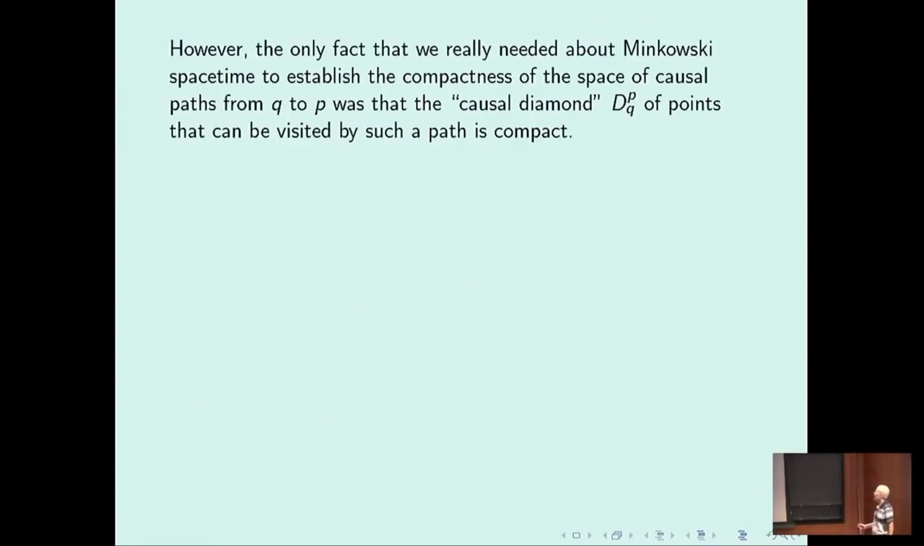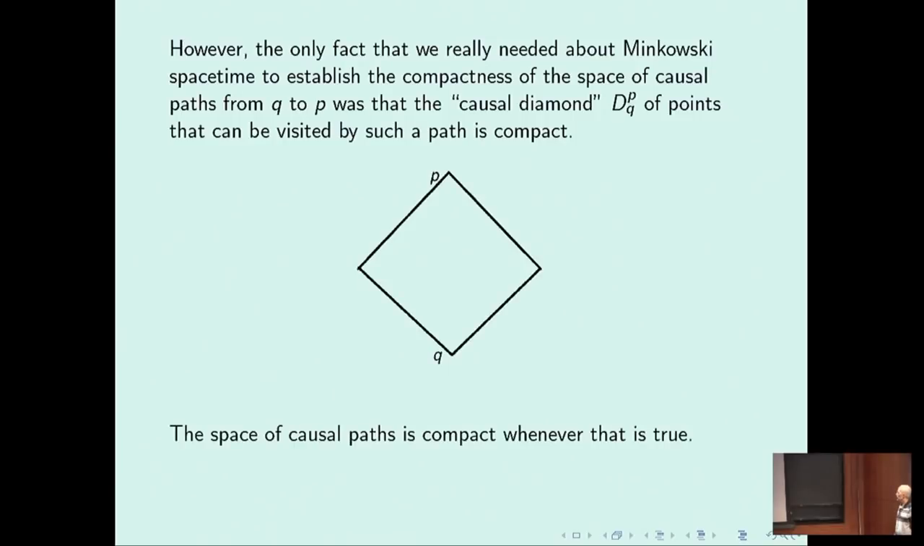But the only fact we really needed about Minkowski space to establish the compactness of the space of causal paths was that the causal diamond of points that such a path can visit is compact. Once one has that, essentially the same argument would work in any spacetime. So the space of causal paths is compact whenever the causal diamond itself is compact, by essentially the same argument.